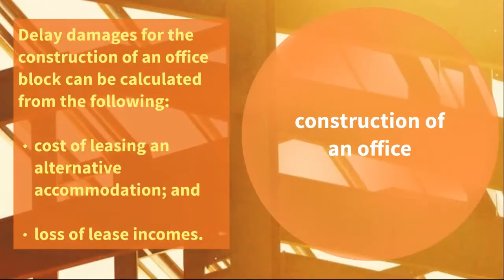For the construction of an office block, liquidated damages may be calculated from the cost of leasing an alternative accommodation if the occupant is the owner of the project. However, if the office building is likely to be leased out, the damages would be calculated on the likely lease incomes, which is similar to the calculation of the example for the hotel in the previous slide.